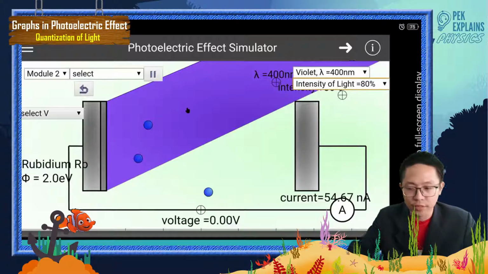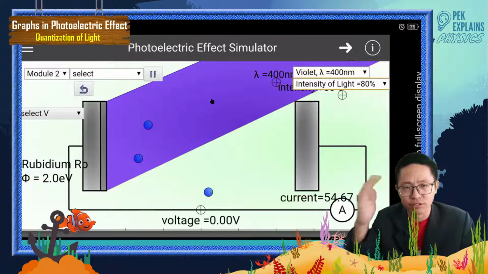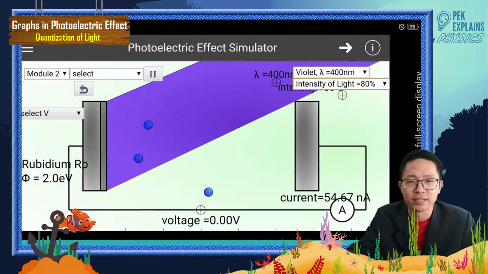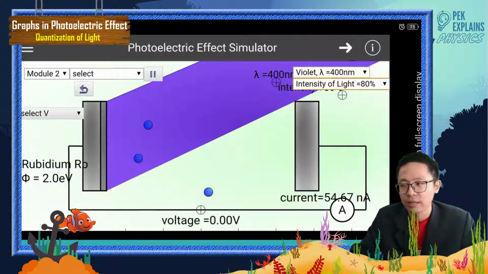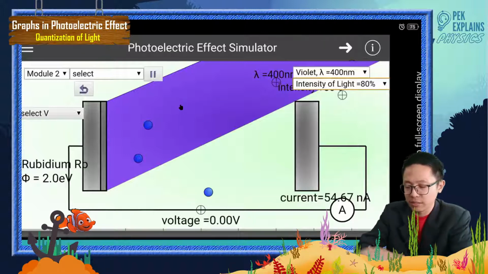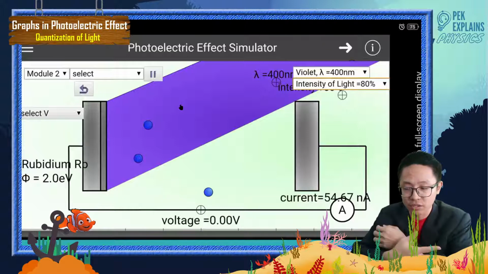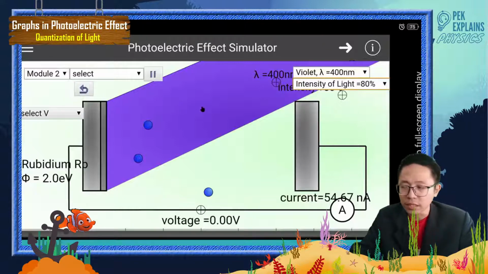Let's look at the difference. This is the high energy, ultraviolet. Remember, violet is like ultraviolet. Ultraviolet is a very energetic ray, like X-ray. Ultraviolet ray scorches our skin, isn't it? So ultraviolet, like violet, is very high energy, very high frequency. So the electron ejected will be very energetic.